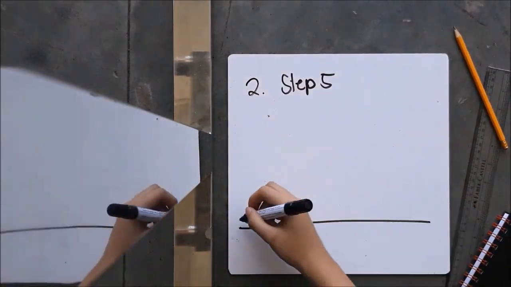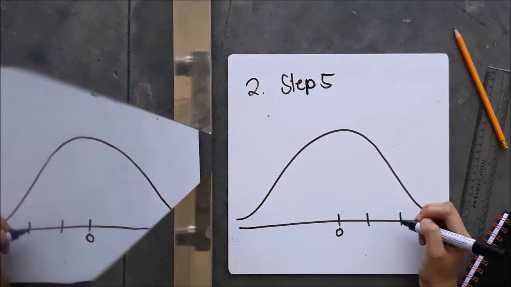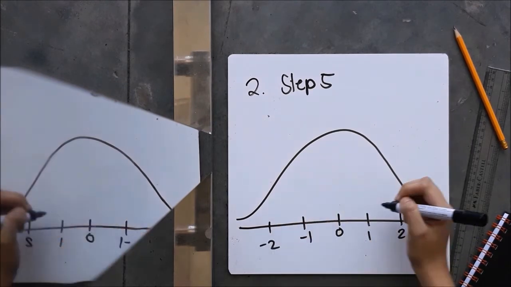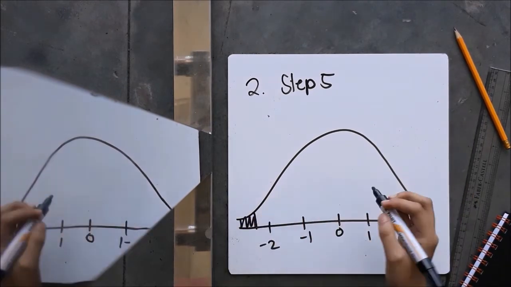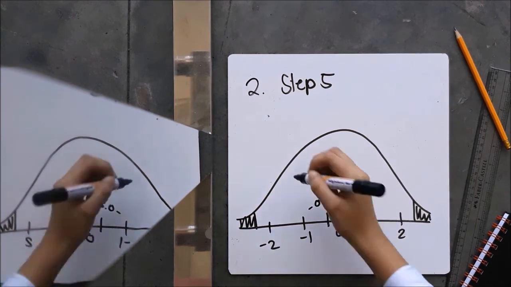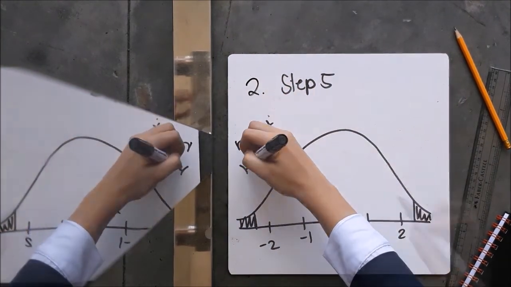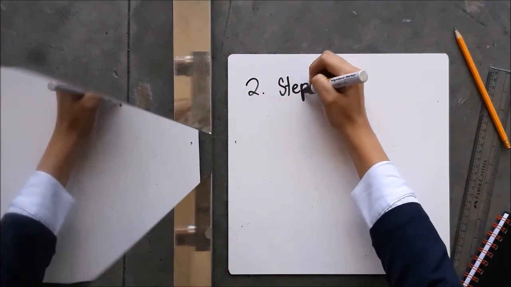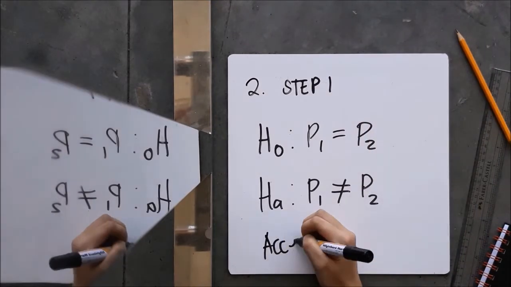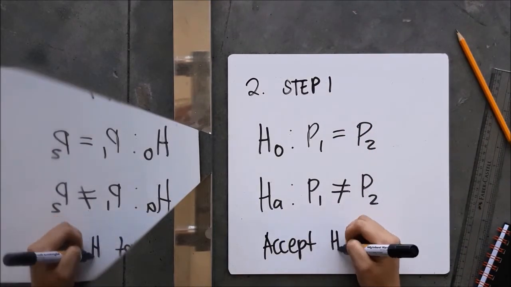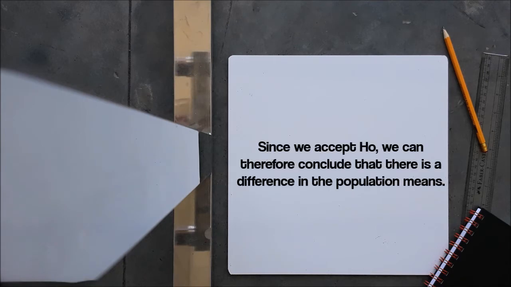Step 5 is to graph your solution. Draw a normal curve. Then, plot your critical z-values, which are positive negative 2.576. Shade those regions. And then, plot your answer of negative 0.20. Since our answer did not touch the shaded region, we can now accept H0 and reject our claim, which is the HA. Step 6 is the conclusion. Since we accept H0, we can therefore conclude that there is a difference in the population means.